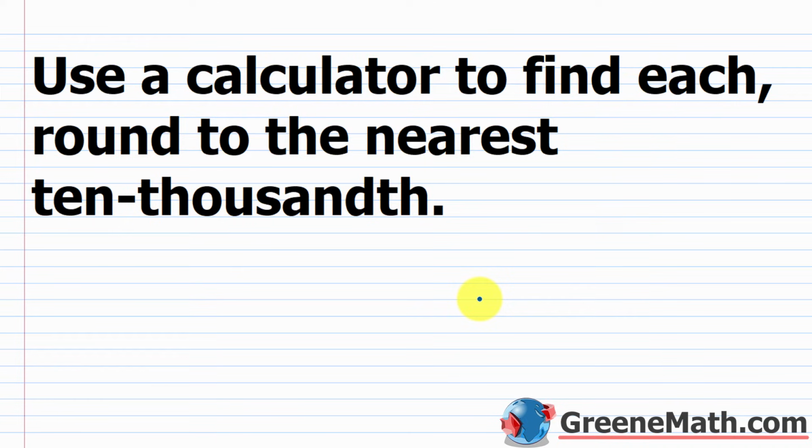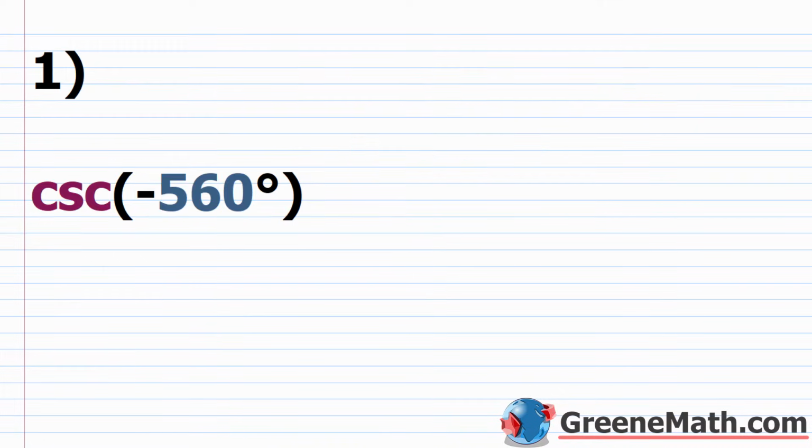All right, let's take a look at our practice test. We want to use a calculator to find each. We're going to round to the nearest 10,000th. So looking at the first problem, we have the cosecant of negative 560 degrees.